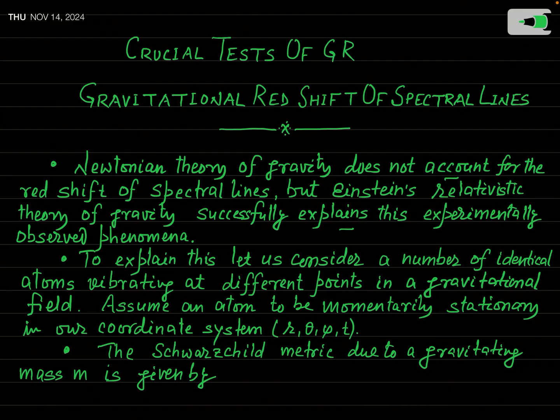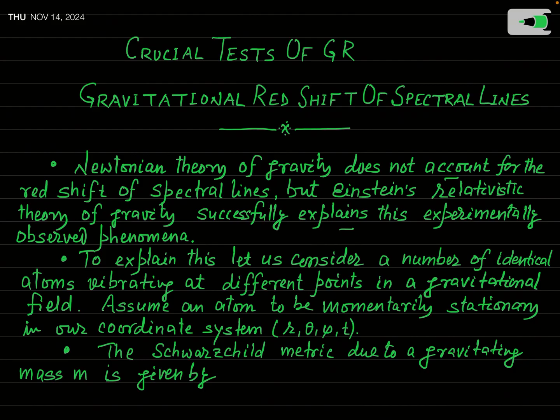Now let us see how we can explain the gravitational redshift of spectral lines on the basis of Einstein's theory of gravity. Does Einstein's theory of relativity account numerically for the gravitational redshift or not? We will test it. Finally, we will see that this theory is very successful in accounting for the observed redshift of spectral lines emitted by an atom situated in a gravitational field.